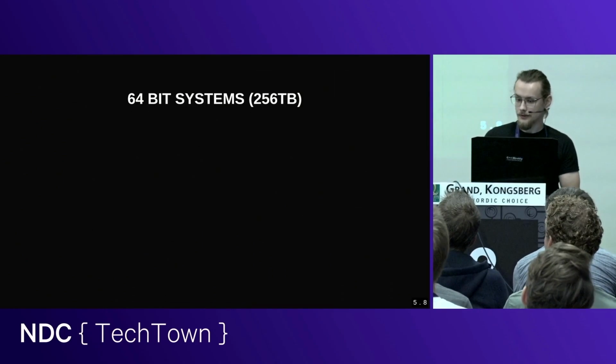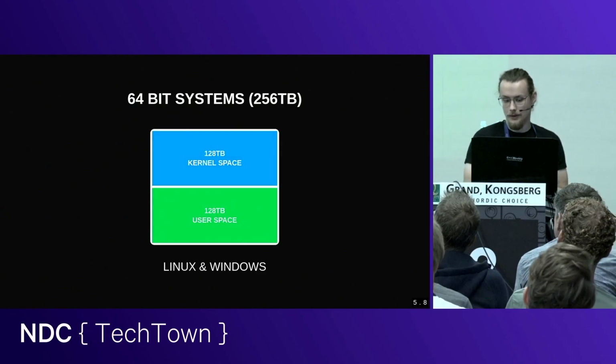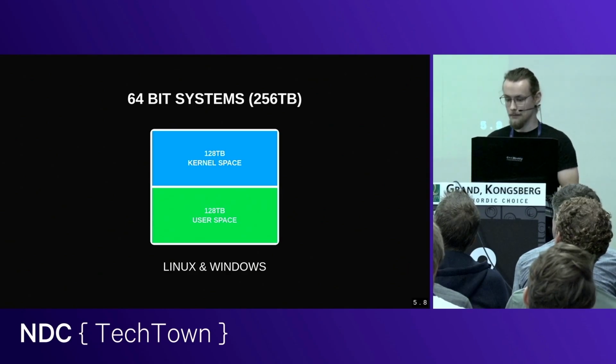On 64-bit systems, we have a split in just a half. 128 terabytes for kernel and 128 terabytes for user space, both for Linux and Windows.